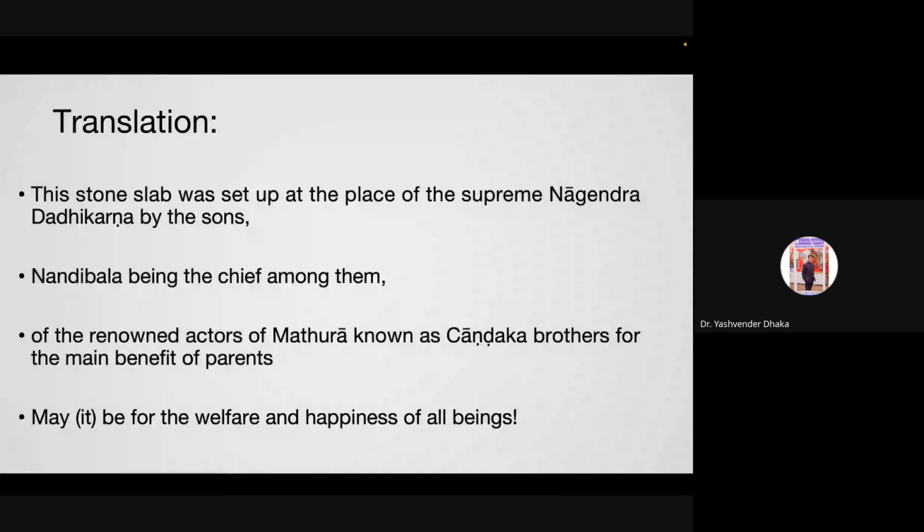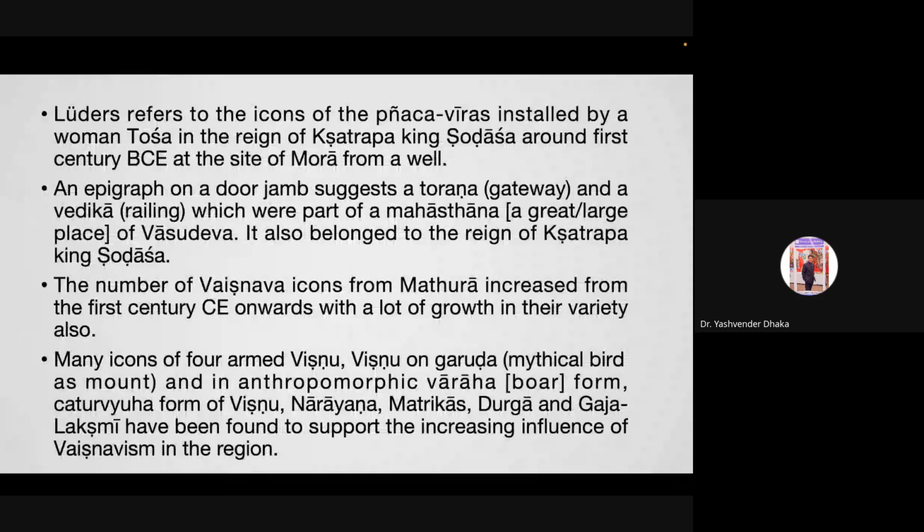So, this is the standard practice in the inscriptions. Now, coming to these donations in Mathura, the earliest epigraphs were read by Luders, and Luders refers to the icons of Panchaviras installed by a woman, Tosha, in the reign of Kshatrapa king Shodasa around the 1st century BC at the site of Mora. This inscription has been recovered from a well, and the Panchaviras are very famous in the Bhagavata cult of the Vrishnis, in which Krishna and Balarama and all the familial deities come.